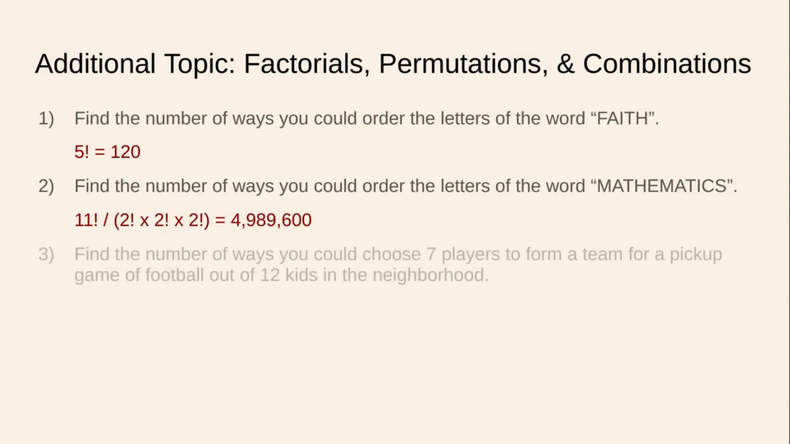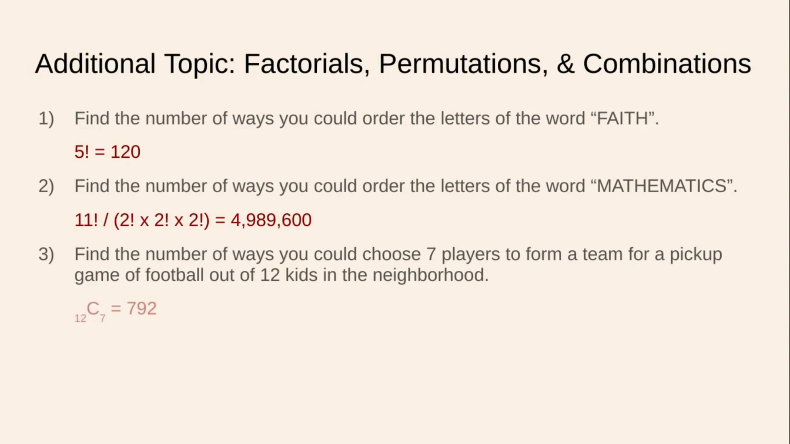You just wait. All right, so number 3, find the number of ways you could choose 7 players to form a team for a pickup game of football out of 12 kids in the neighborhood. All right. So I'm just choosing 7 players from 12. The key word here is choose. I don't care about the order in which I select these kids. I'm just choosing them, right?